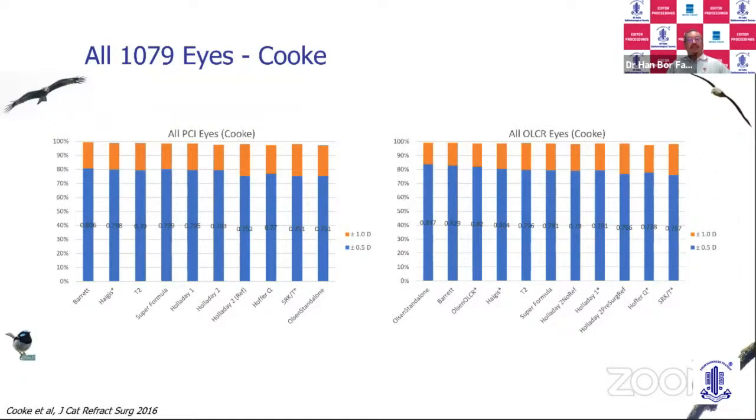What about the other data out there, the publications? This is one publication by Cook, over 1,000 eyes, comparing PCI as well as OLCR eyes, and he says that the Barrett, high gaze, and T2 do very well here. And for the OLCR, which is the Lenstar, the Olsen and Barrett do very well here. Plus or minus half a diopter is over 80% or close to 80%.